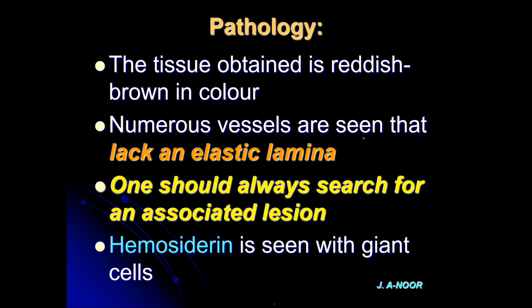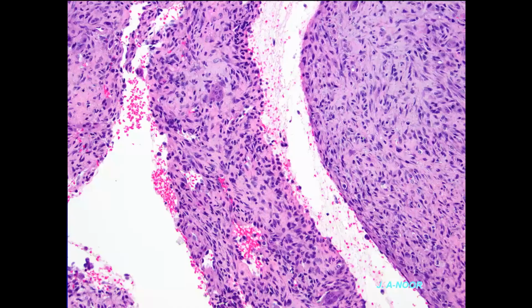Numerous vessels are seen, and you have to keep in mind, please, that aneurysmal bone cysts lack elastic lamina. They lack it. They don't have a basement membrane or elastic lamina. One should always search for an associated lesion, and hemosiderin is seen in giant cells and macrophages. This shows you that there is no elastic membrane, and you see numerous bleeding throughout.